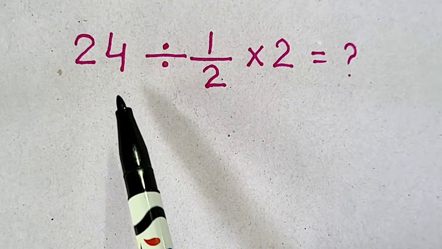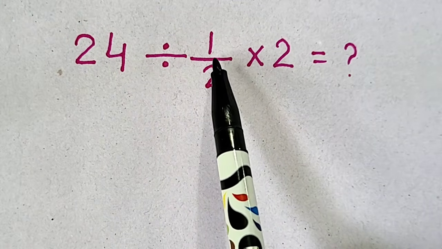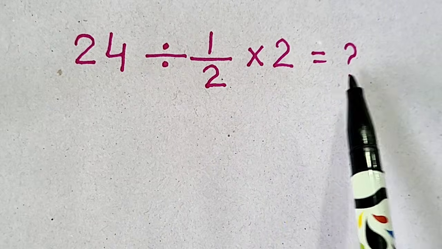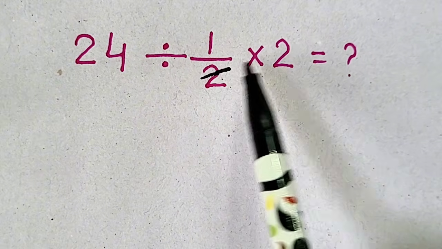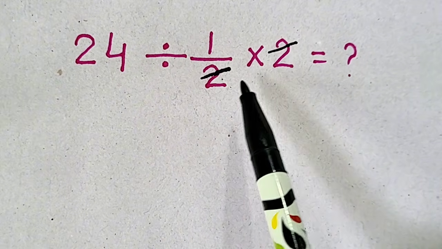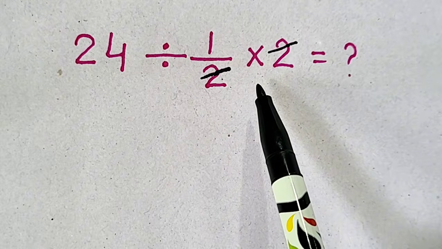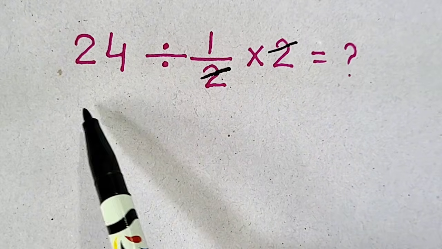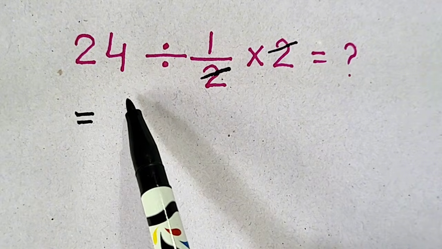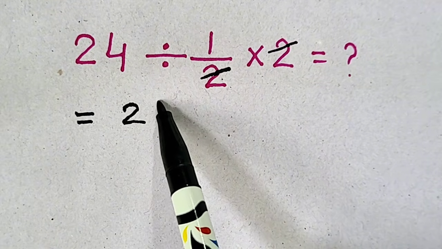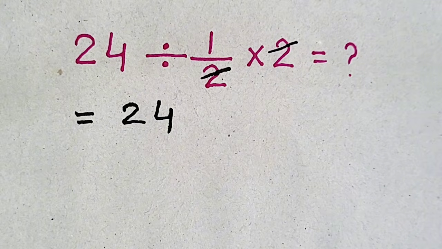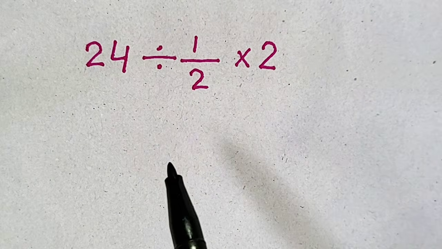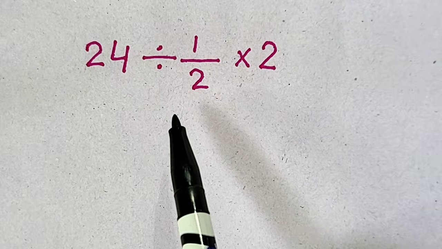Another question for you. 24 divided by half times 2 is equal to what? Most of the people cancel 2 and 2 because it is the simplest part. So their answer will be equal to 24. But remember that it is not the correct way to solve it. Now come to the correct approach.